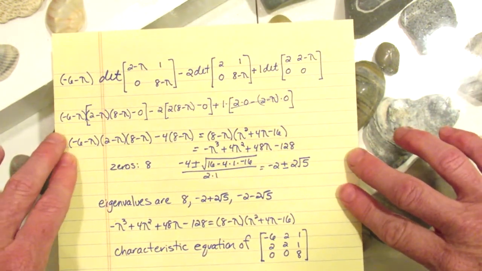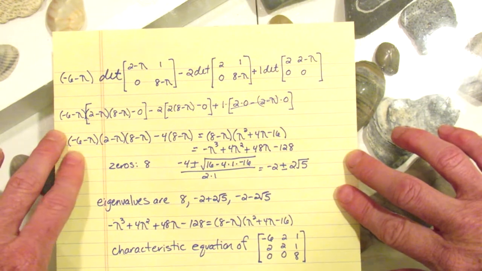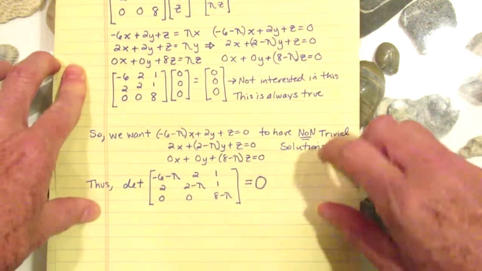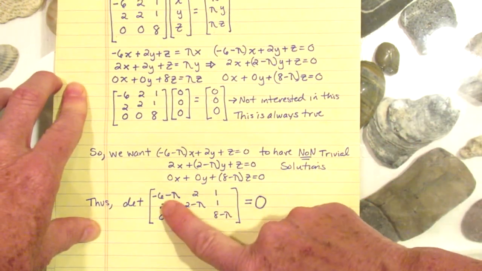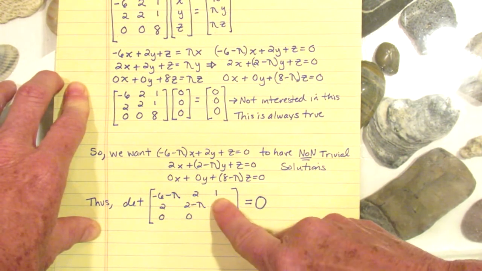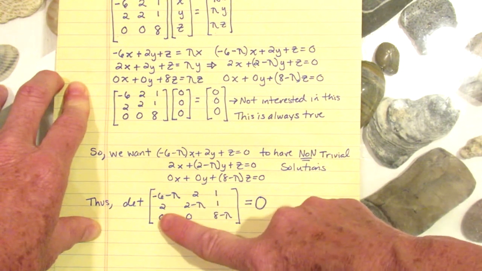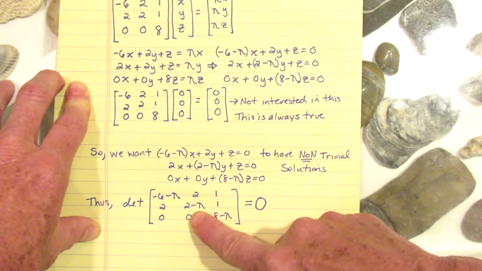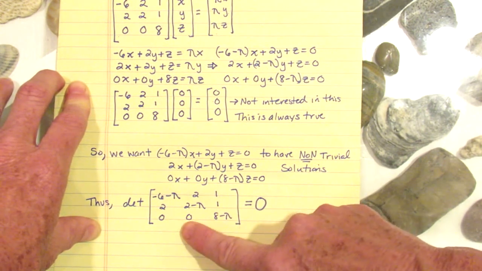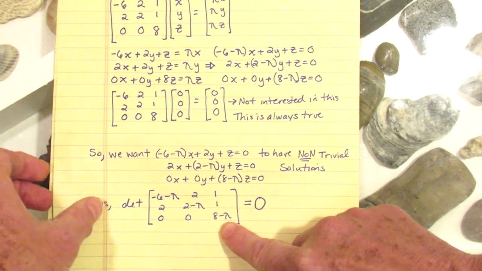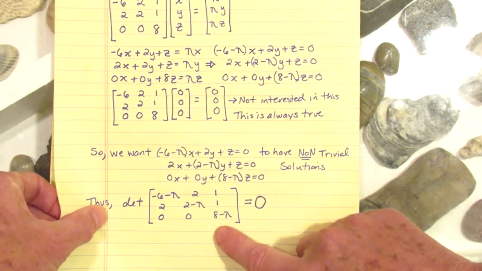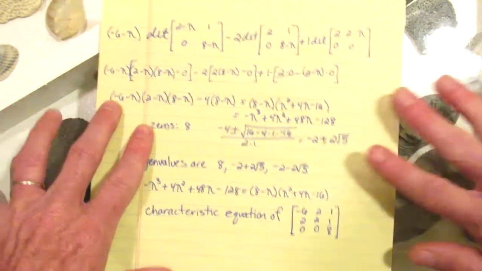If you remember how to do the cofactor process of determinants, that's what I have worked out here. So remember the matrix that we're actually finding the determinant of: the coefficient of x is negative 6 minus lambda, the coefficient of y, the coefficient of z in the first equation, and then the second equation, 2 is the coefficient of x, 2 minus lambda for y, 1 for z, and then the third equation, 0 for x, 0 for y, 8 minus lambda for z. So we're taking the determinant of that matrix and doing the cofactor process.